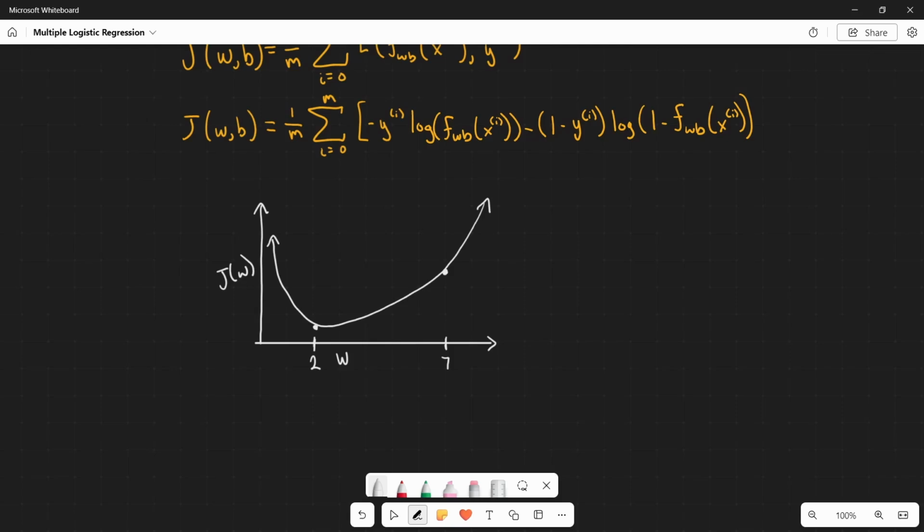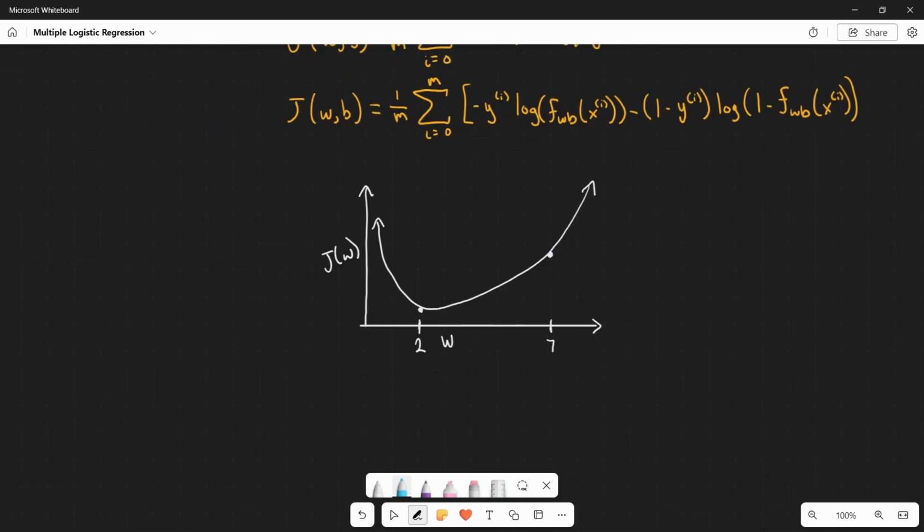So notice that when our weight is just right, here at this global minimum, we're probably making really good predictions as to if students passed or failed their exam. Whereas if our weight was way off, like at 7, then we're probably making much worse predictions whether students passed or failed. So that would result in a higher cost. And similarly, if our weight was way too low, we would probably also be making bad predictions, and that would also result in a high cost. And in logistic regression, we can initialize w to either 0 or some random value.